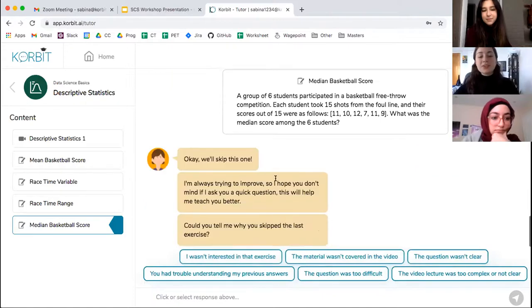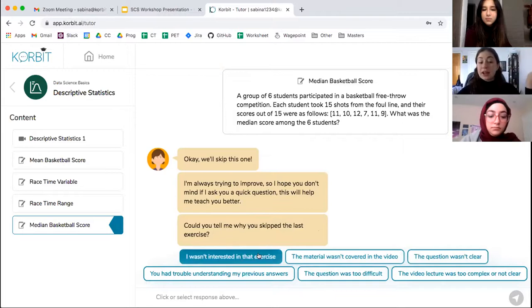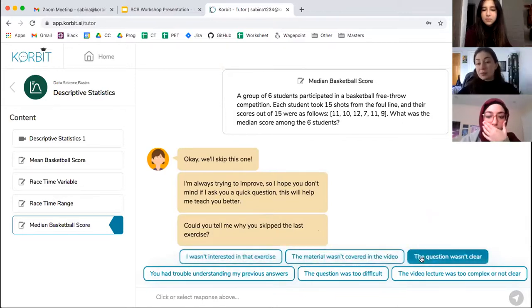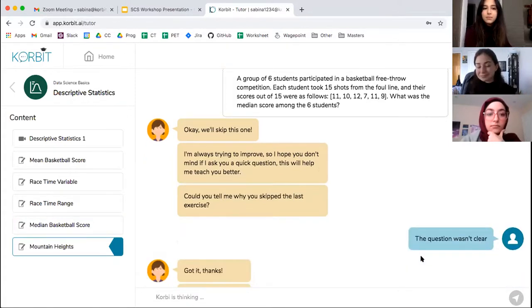Right, and then interspersed throughout the chat, Corby will ask you questions like this. So I skipped two exercises in a row, and she's saying, can you tell me why you skipped it? And then you can add feedback in this way also that can help Corby learn. So if you say the question isn't clear, and Corby gets a lot of responses saying the question isn't clear, she'll flag that response and say, hey guys, maybe we need to check this question because everybody thinks it's not clear.